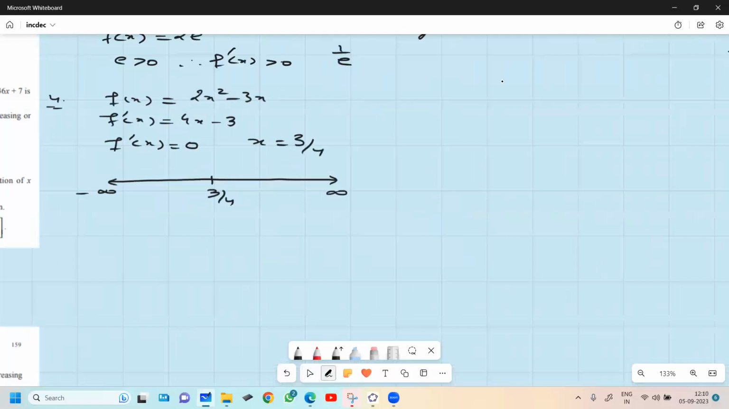Now, as the power of the factor is 1, so it is plus, this is minus. So this is decreasing in the interval minus infinity to 3 by 4 and increasing in the interval 3 by 4 to infinity. Clear?